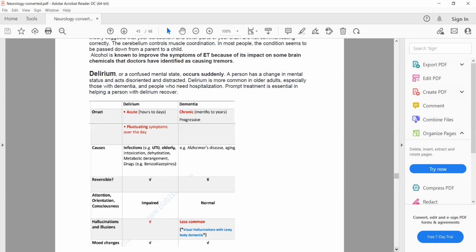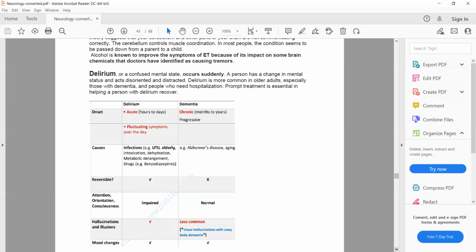And the causes of delirium are important to remember. The causes of dementia have already been discussed, such as Alzheimer's disease, frontotemporal dementia, Lewy body dementia, normal pressure hydrocephalus, Shy-Drager syndrome, progressive supranuclear palsy. All of them can cause dementia. It is also important to remember the causes of delirium.